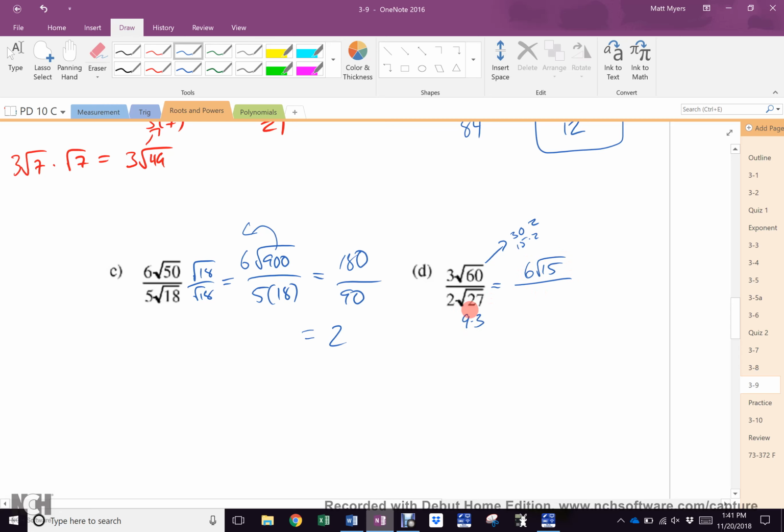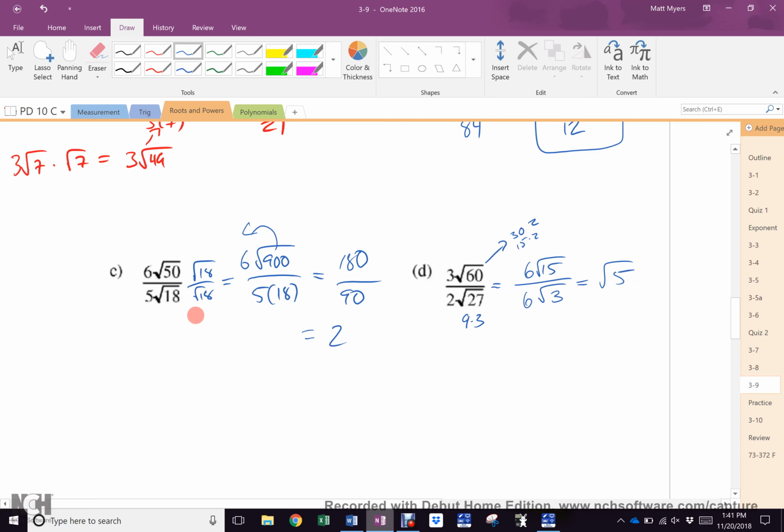9 times 3, what's coming out? 3. What's already out there? So I got 6 root 3. What's 6 divided by 6? 1. What's root 15 divided by root 3? Root 5. And I don't need to rationalize because the denominator was taken care of in the simplifying. I don't ever need to rationalize. I don't need to do this step because I simplified first.